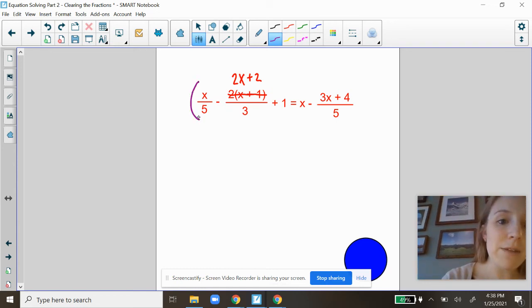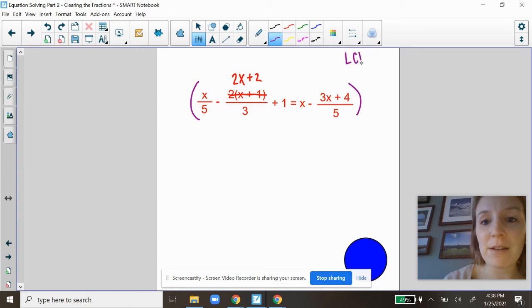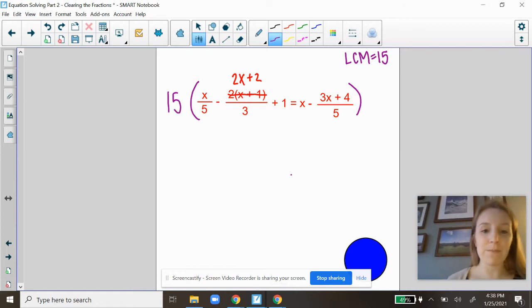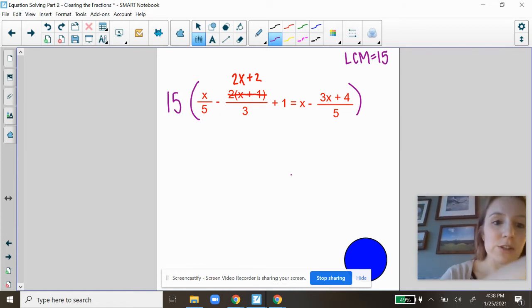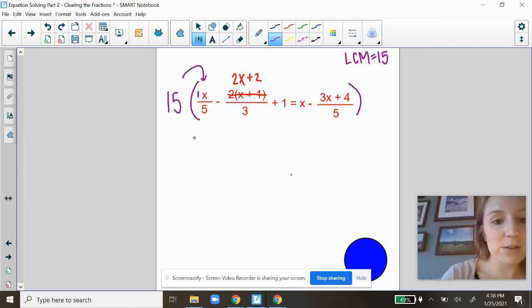So now I want to think about, what is my LCM? I have denominators of 3 and 5. So my LCM here is going to be 15. So I'm going to multiply this entire thing by 15. So now let's distribute. Well, this is the same thing as saying 1/5 x. So I know 1/5 of 15 is 3. So that feels good. That's going to be 3x.